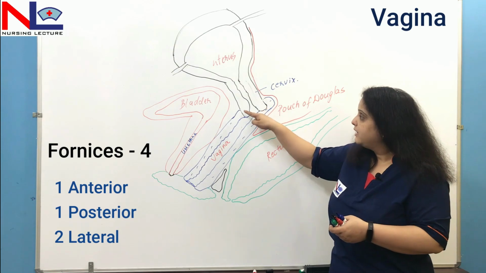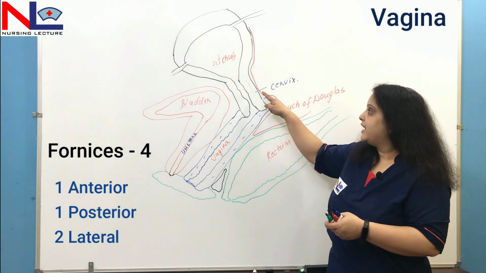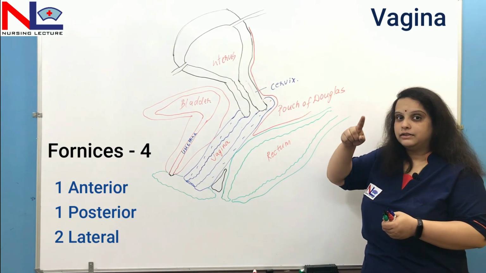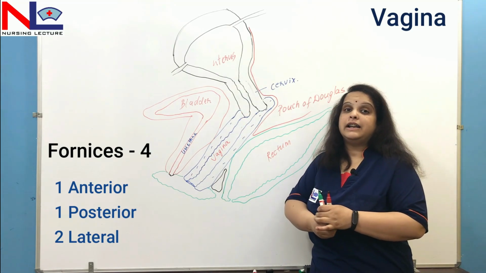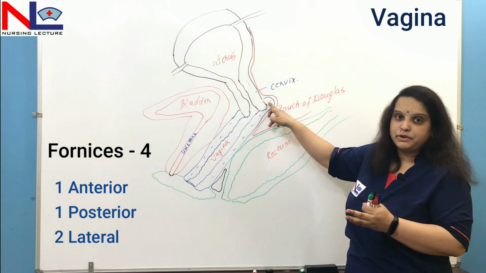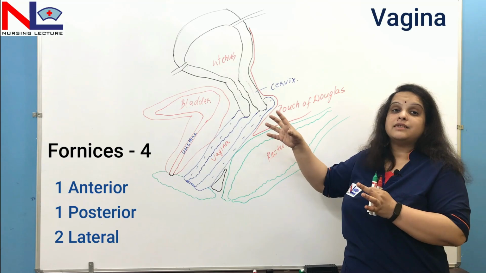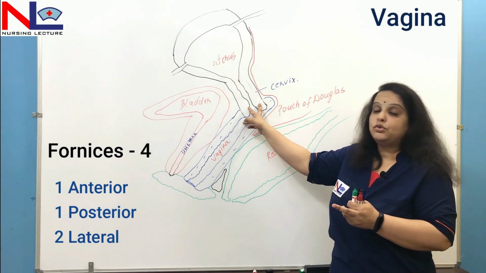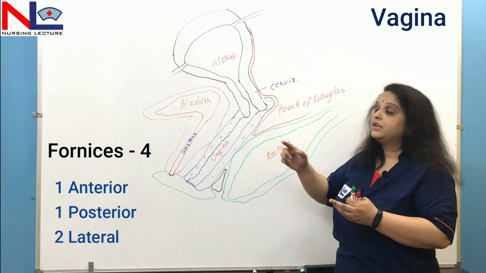So thereby the wall, the lining of the vagina and the cervical region forms the cleft, the depressed areas. So the anterior cleft or the fornix is a shallow one, and the posterior one is a deeper one. Okay. So what are the fornices? Fornices are the clefts or the areas which are formed due to the projection of cervix within the vagina.